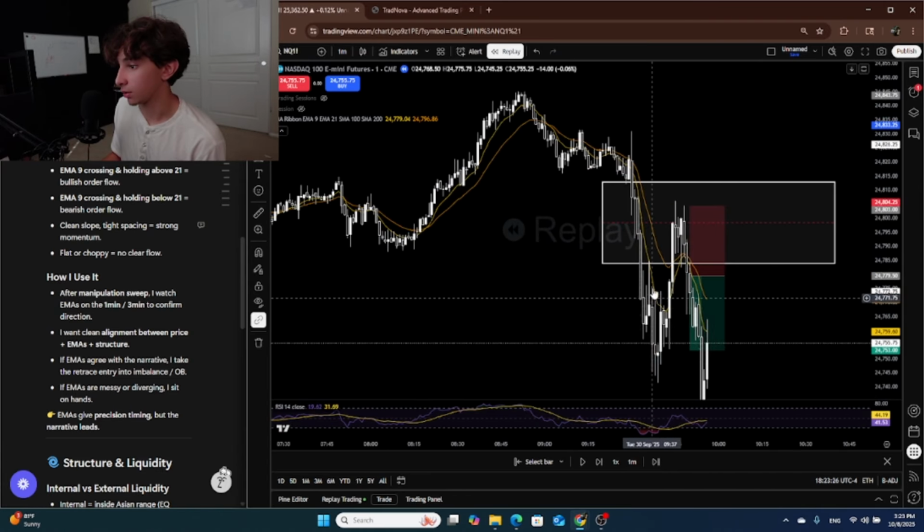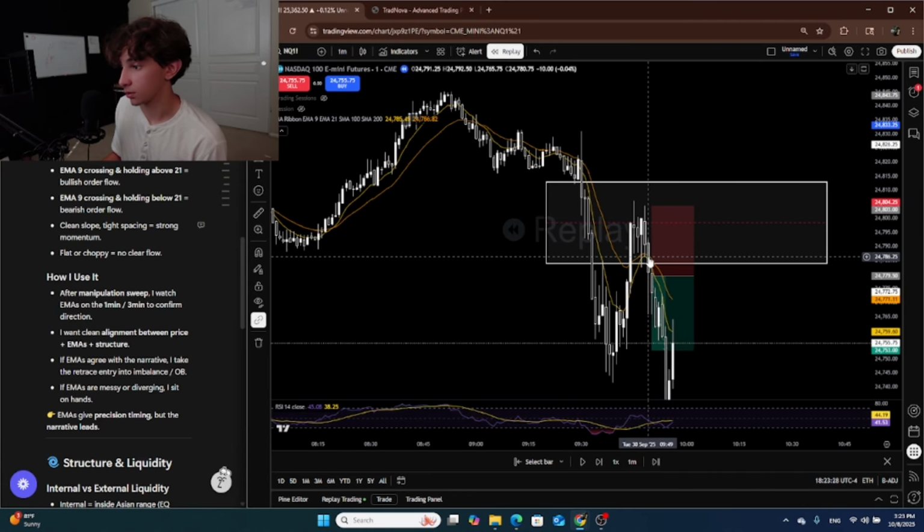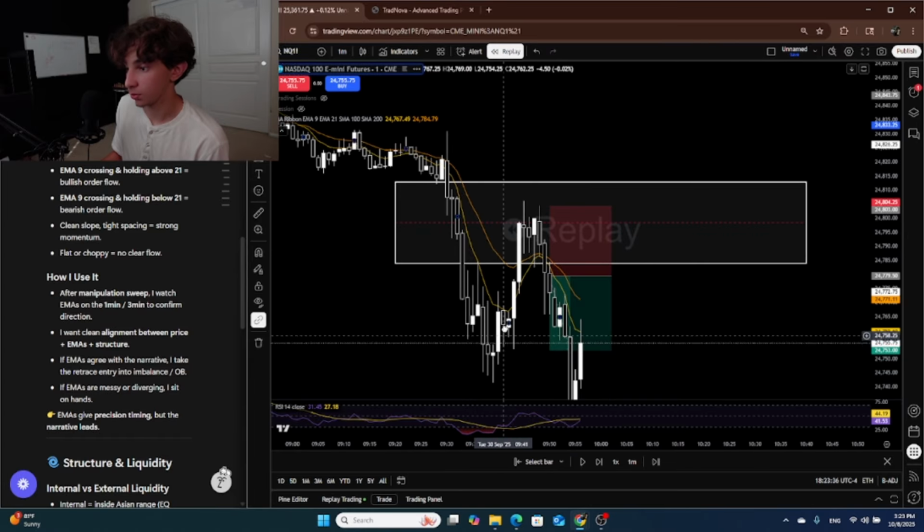See, that's what I mean by here. We had a very small spacing. That's bad. This is better spacing. Flat or choppy, no clear order flow. See, you got a little flat here. It's coming up. We want to see it moving towards downside.